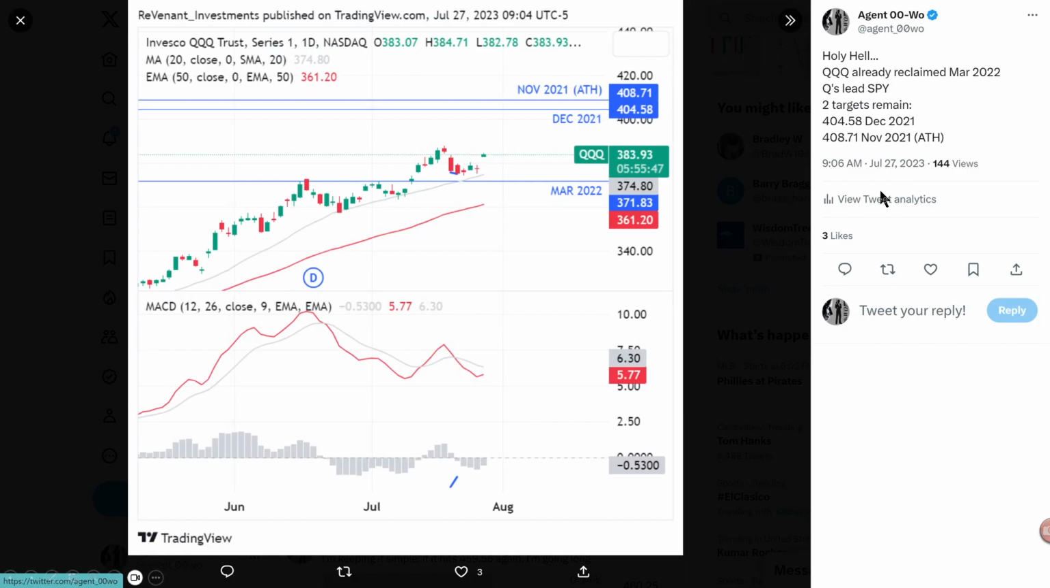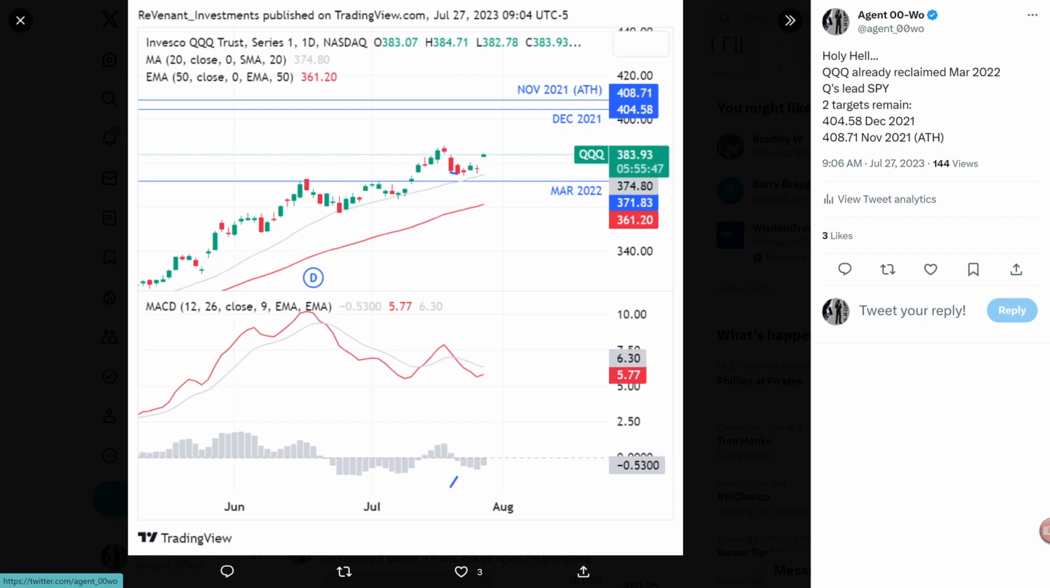All right, QQQ. You guys know the Qs reclaimed March 2022 already? Right here. They took it. And guess what? I've always been saying this for a long time now. Qs lead SPY. 462 is SPY's March 2022. And I have been accurate in my assessment so far. Once the Qs take it, the Qs will stay up there until SPY takes it. That's the way it's always going. That's the way it's always been.